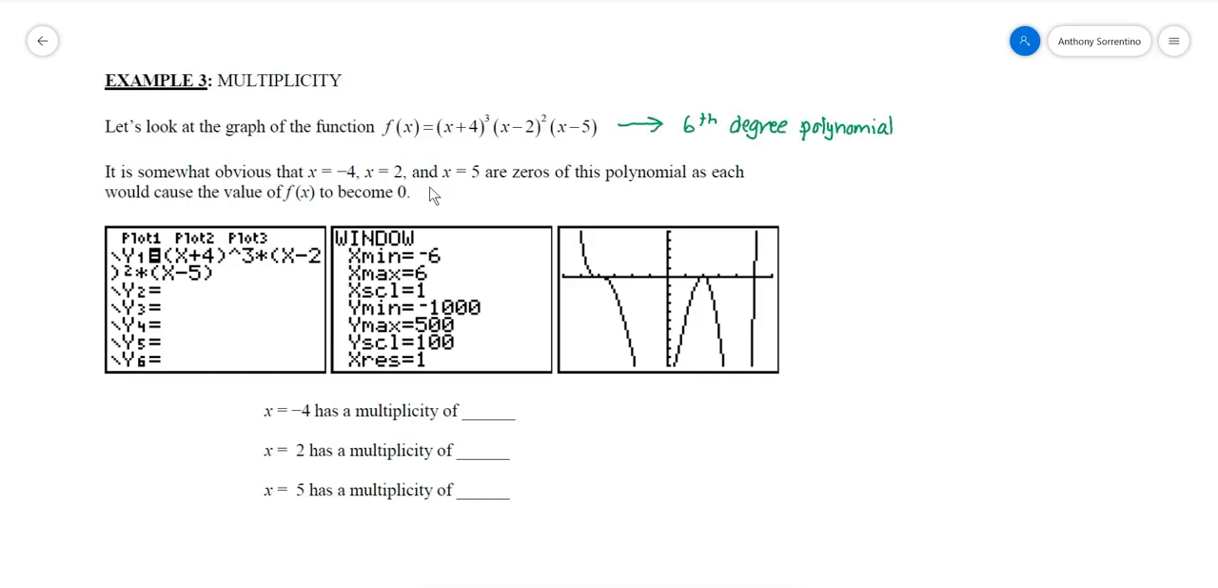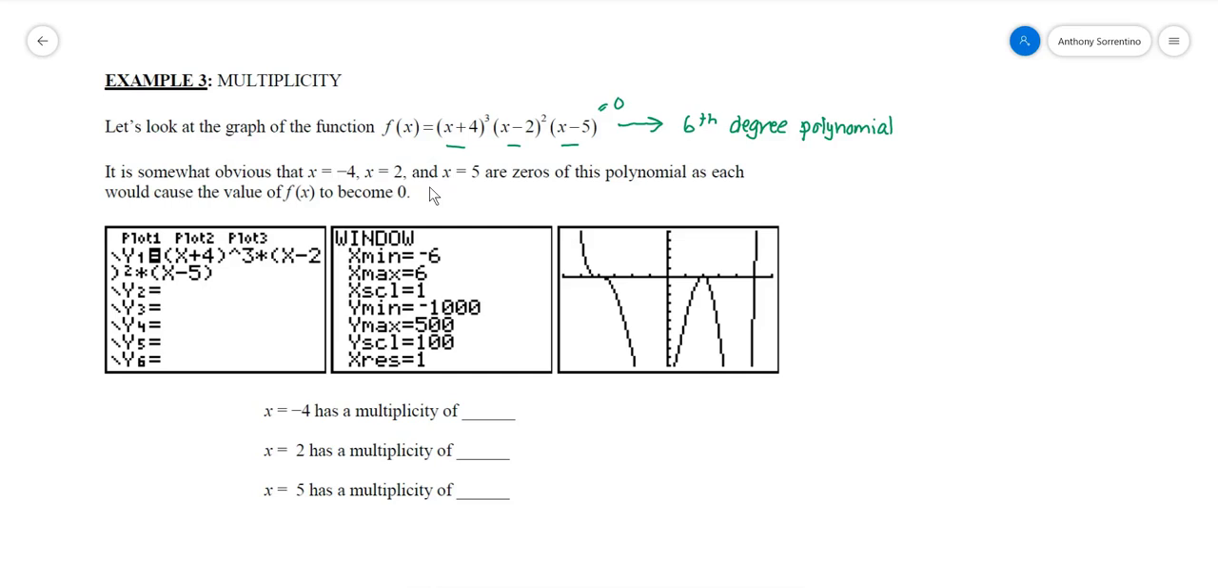Now it stands to reason for this to equal 0, either this quantity has to be 0, this quantity has to be 0, or this quantity has to be 0. That's why I left it factored so you could easily see what those should be, because -4 would make x plus 4 be 0, and if I cube 0, it's 0, and then the whole rest of it becomes 0. 2 would make the x minus 2 in the middle become 0, and again, if I square that 0, it's still 0, and the multiplication with the other two quantities would still be 0, and of course 5 is a 0 because it makes the third quantity 0. So these are the zeros of the polynomial.